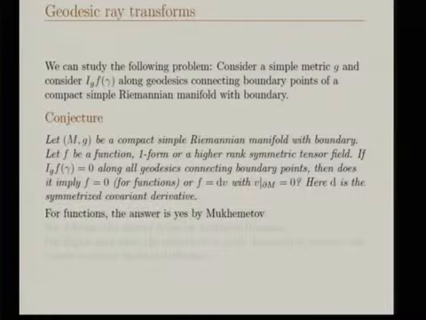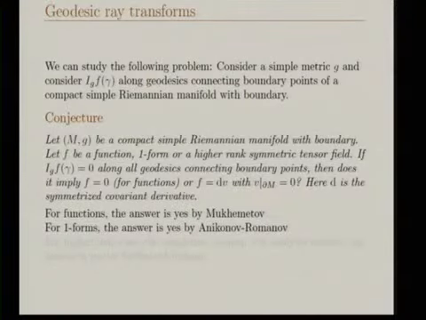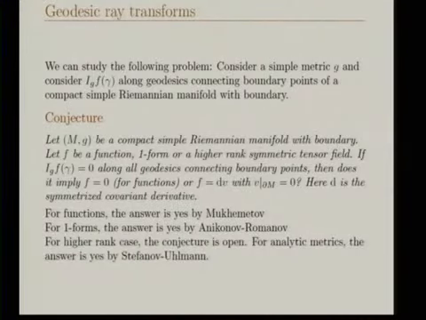So one is that for functions it's true. That is, you consider a C infinity simple Riemannian manifold, and if you have the integral of F equal to 0 along every geodesic, then F is actually equal to 0. Okay, the answer is also true for one-forms, and this was done by Anikonov and Romanov. And for higher rank, the conjecture is open.